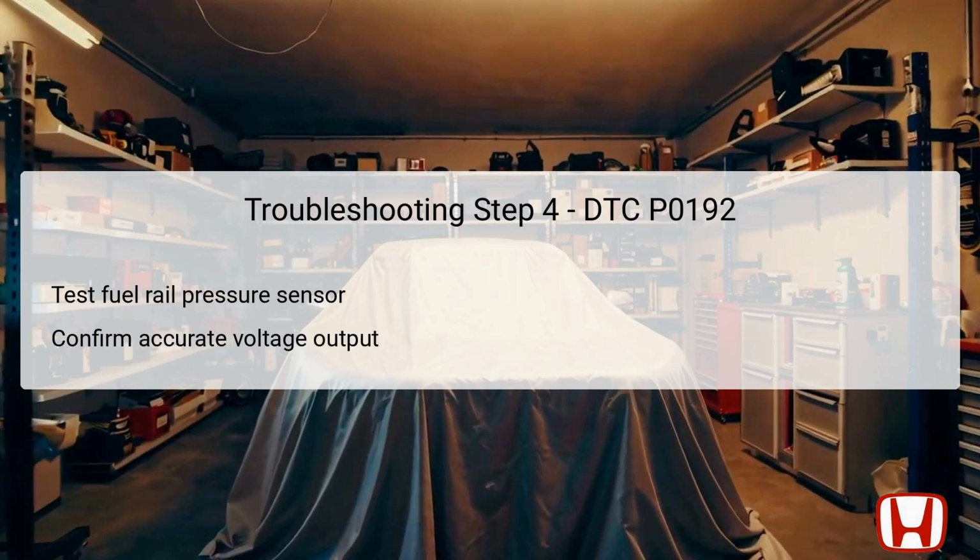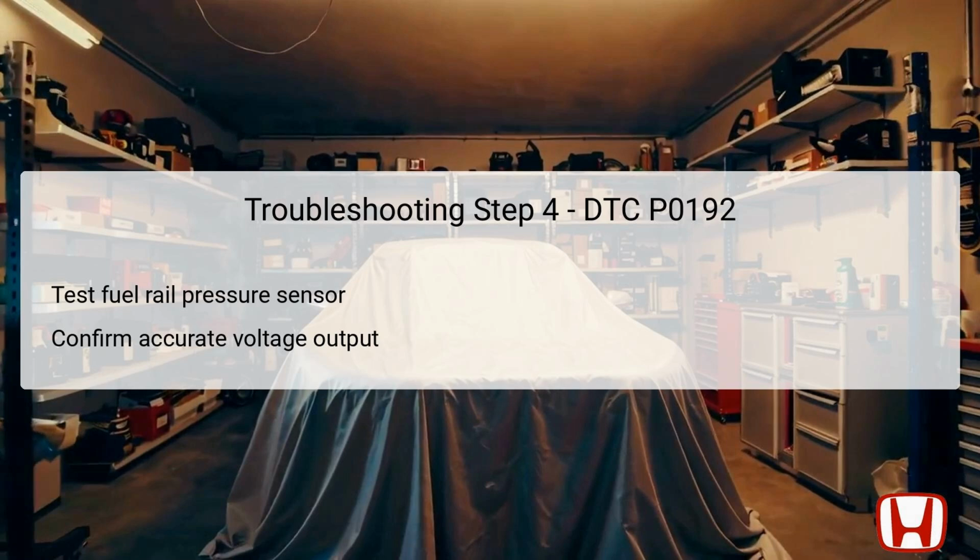signal anomalies. In the fourth troubleshooting step for DTC P0192, the focus shifts to the fuel rail pressure sensor itself. The technician must test the sensor to confirm it is operating correctly and providing accurate voltage outputs. This may involve providing appropriate power to the sensor and measuring its output using a multimeter. The expected voltage range should be clearly defined in the vehicle's service manual based on varying fuel pressures.